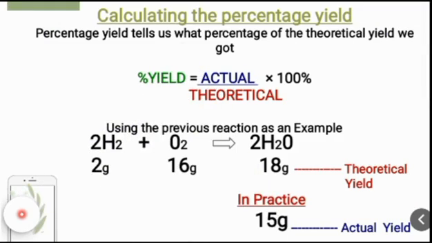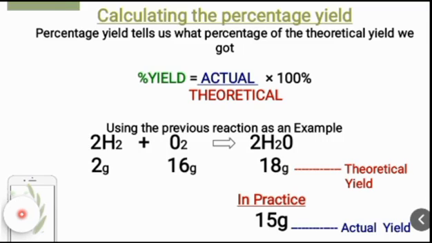Let's take an example, calculating percentage yield. Percentage yield tells us what percentage of the theoretical yield we got. The formula is given as actual yield over theoretical yield times 100%. Using our previous example, our previous reaction, 2 grams of hydrogen reacting with 16 grams of oxygen to give us 18 grams of water based on our calculation. This is our theoretical yield.